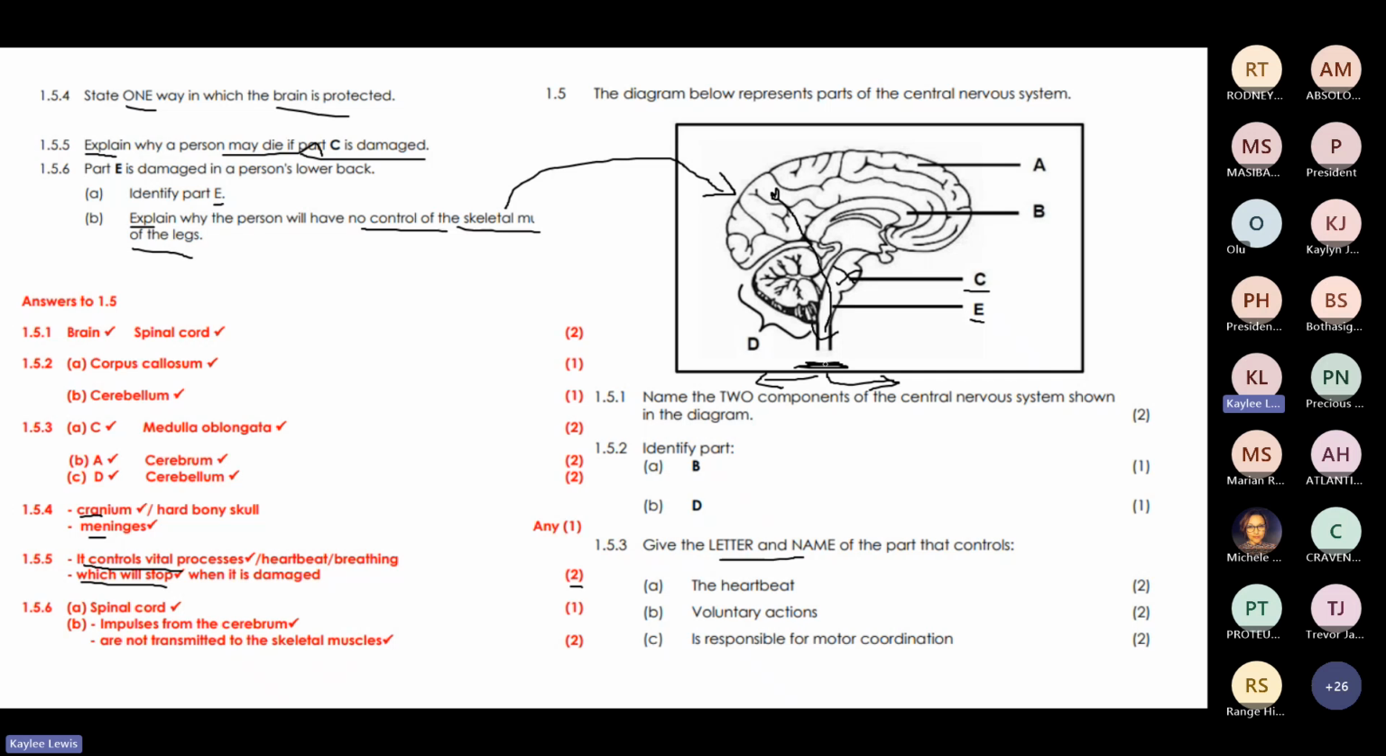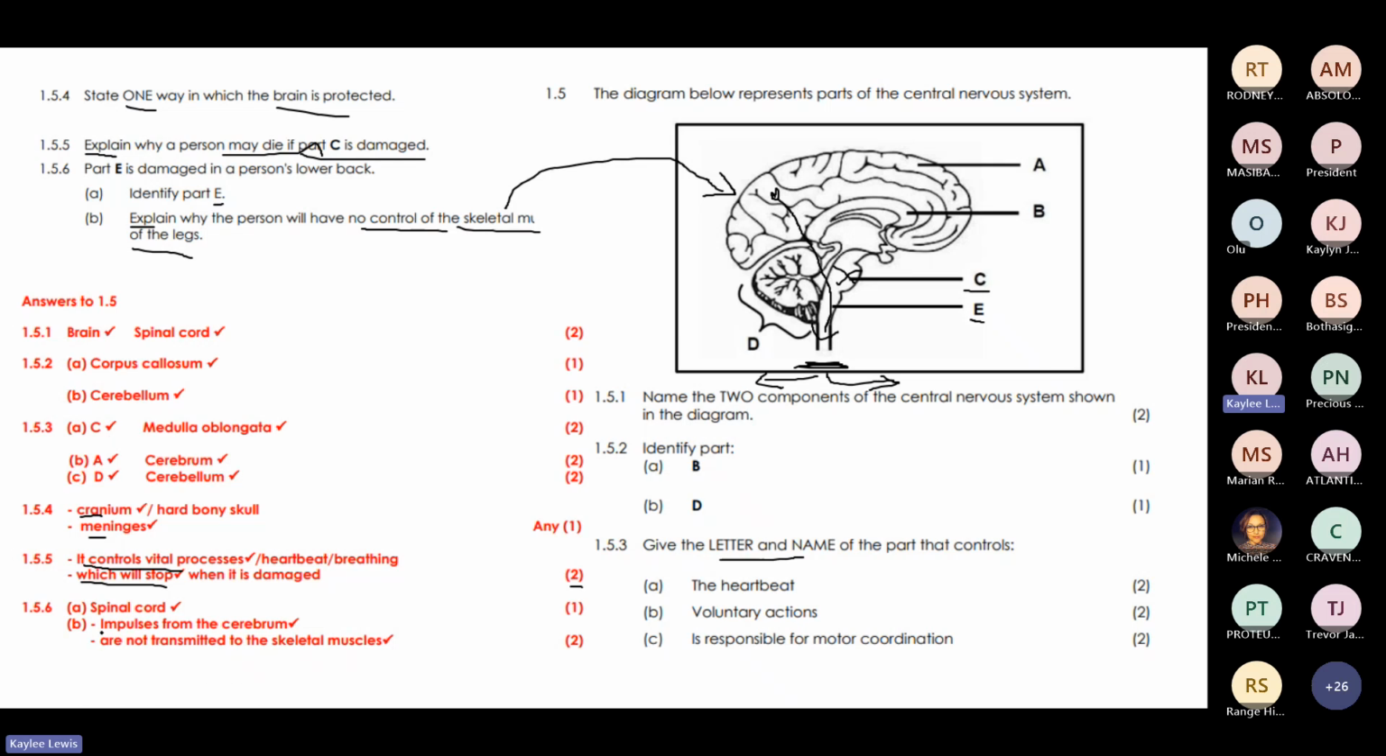But now you've got to explain it. And like I said, anything to do with the brain, you've got to be as specific as possible in naming the structure that is involved. Because this is skeletal muscles, which is under voluntary actions, that would be the cerebrum. So let's look at how to answer it for the 2 marks.